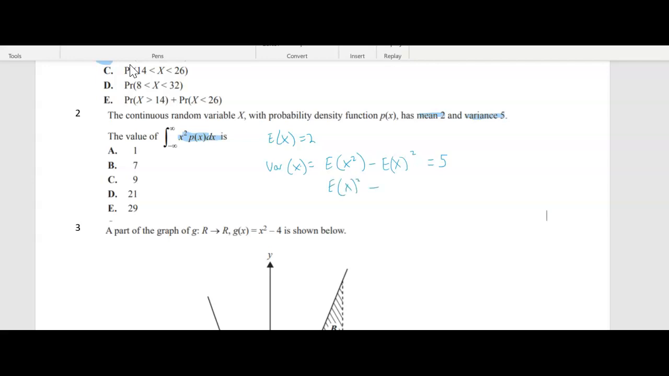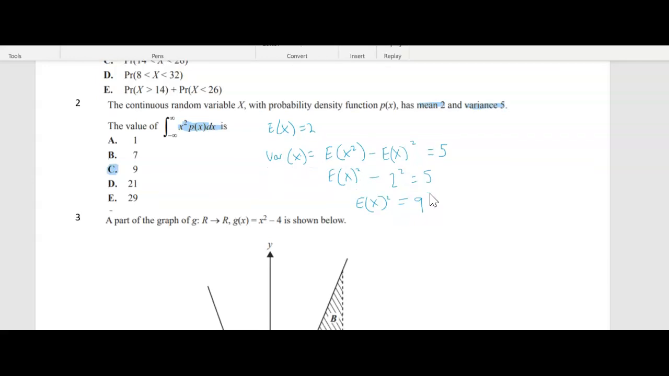Now I know that my mean is 2, so that's going to be 2 squared equals 5. So we're just solving this quite easily by hand. So 2 squared is 4, so bring that over to the right hand side and we get 9.